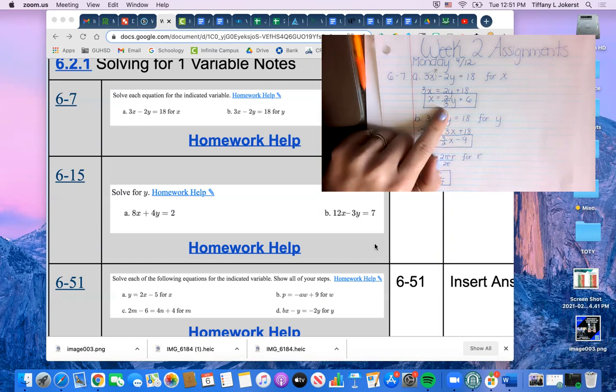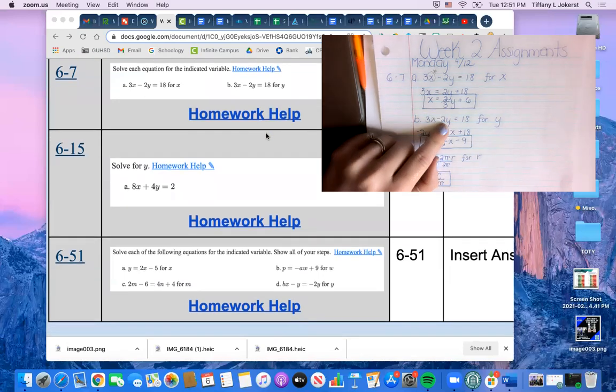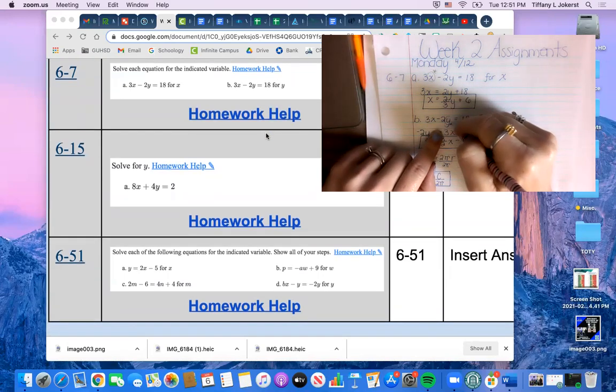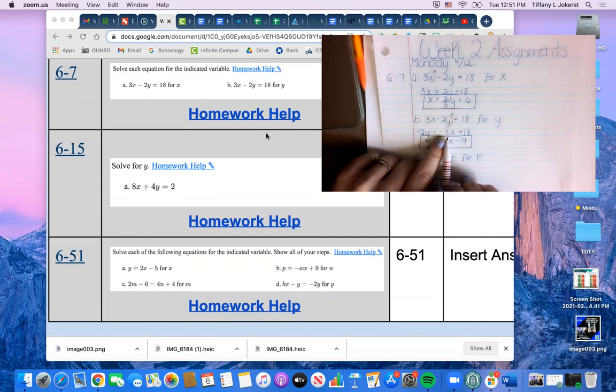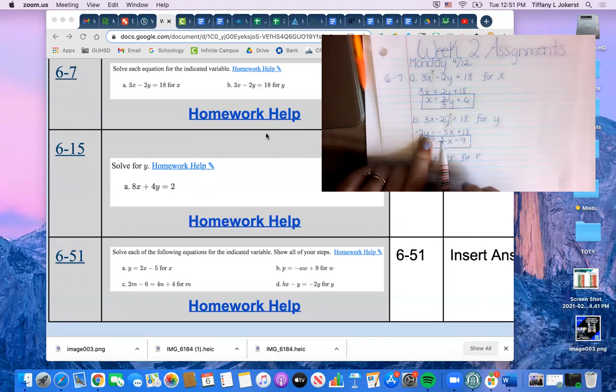In B, we're actually looking at the exact same equation. It's just that in this one, we're solving for y this time. Okay. So in order to do that, I'm going to first subtract my 3x, which is what I did here. And then I end up dividing by -2. So I divide this one by -2 to get positive 3/2, because a negative divided by a negative is a positive 3/2. And then when I divide 18 divided by -2, I get -9. So you divide each thing by -2.